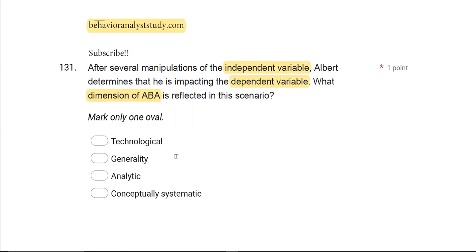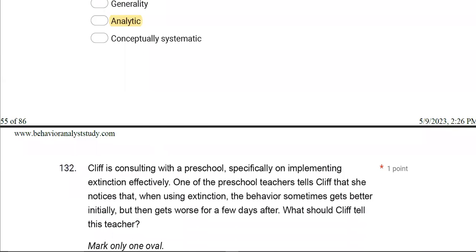So in that case, Albert's demonstrating the analytic dimension of ABA. The analytic dimension of ABA says there's a functional relationship that exists through our, in this case, independent variable or intervention and the target behavior. And then D, conceptually systematic. Conceptually systematic says we adhere to behavioral terms, concepts, and principles. We don't know what Albert's doing. We don't know what the intervention is. We just know there's a functional relationship present. So in that case, the dimension that's clearly reflected is C, analytic.